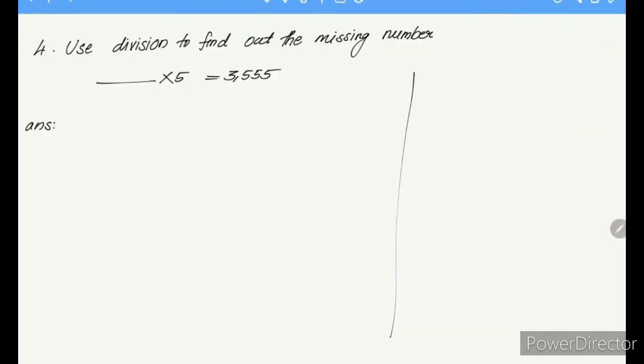This is a special question from division. Use division to find out the missing number. A number times 5 gives 3555. How can we find the missing number? By dividing. 3555 divided by 5. Find the answer here.